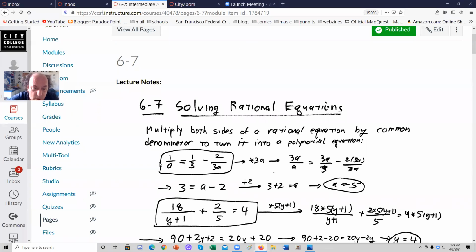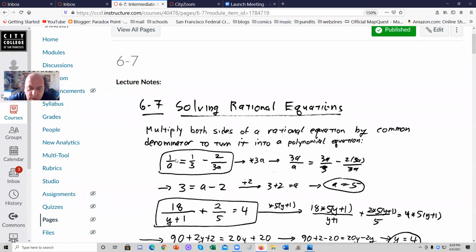So for example, 1 over a equals 1/3 minus 2 over 3a. The denominators are a, 3, and 3a. The lowest common denominator is 3a. So we multiply throughout by 3a. That will cancel all the denominators.